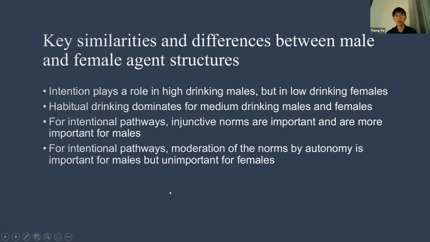So we just draw some insight from this: there are key similarities and differences between male and female agent structure. Intention plays a role in high drinking males, but low drinking females. Habitual drinking dominates the medium drinking males and females. For the intention pathway, injunctive norms are important, but they're more important for males. And for the intentional pathway, moderation of the norm by autonomy is important for males, but unimportant for females.